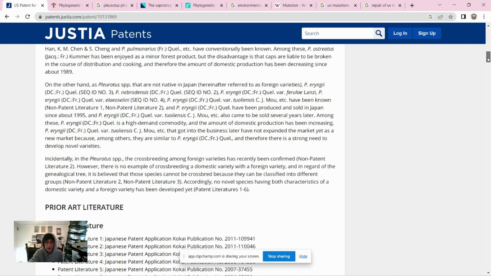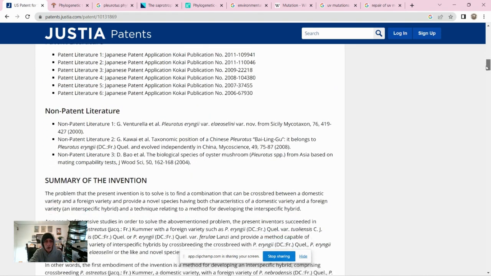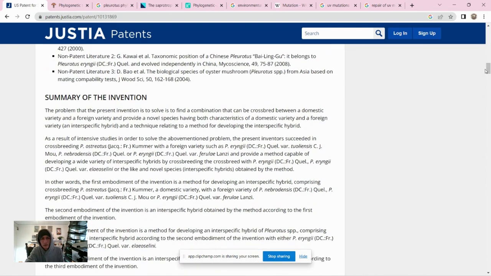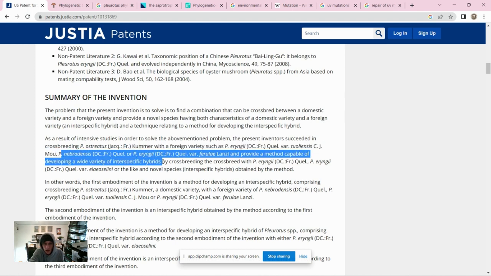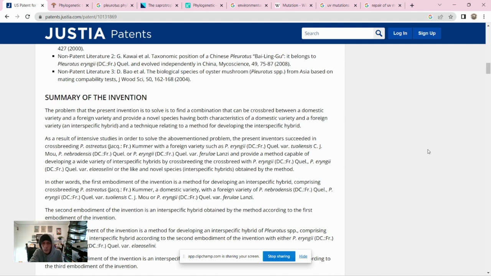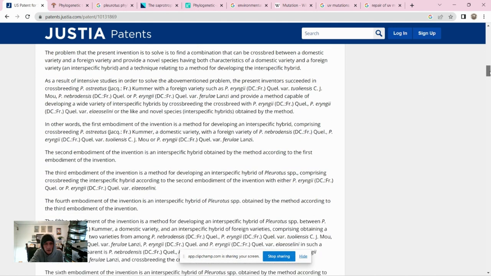So if you're interested in interspecifics, hybrids, and trying to go back in clades to have different potentials, I'd really suggest reading this. It gets kind of complex and confusing. The summary, kind of right here, says that he crossed a regular Pleurotus with a foreign variety of Eryngii, variation tuoliensis, maybe otherwise known as Nebrodensis, or Eryngii ferulae. So I think that ferulae and Nebrodensis were considered similar enough that he was able to utilize that.